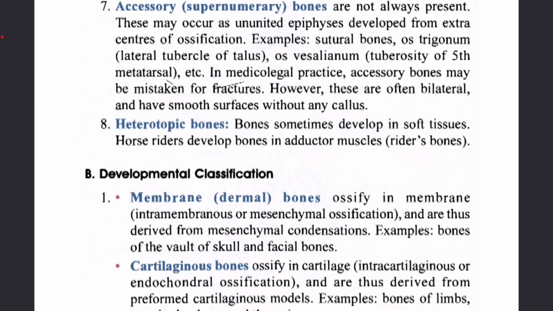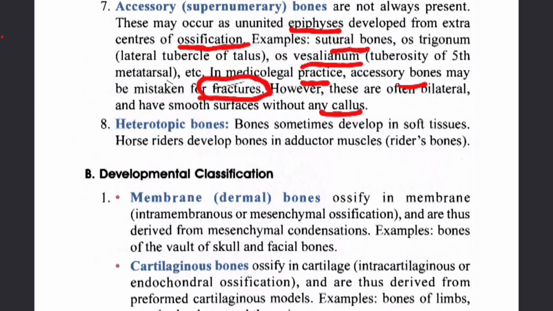Then the next classification is the accessory bones that are not always present. These may occur as ununited epiphyses developed from extra centers of ossification. Examples are sutural bones, or the vesalianum, tuberosity of the fifth metatarsal. In medicolegal practice, the accessory bones may be mistaken for fractures. This is an important point you can count. However, these are often bilateral and have smooth surfaces without any callus.